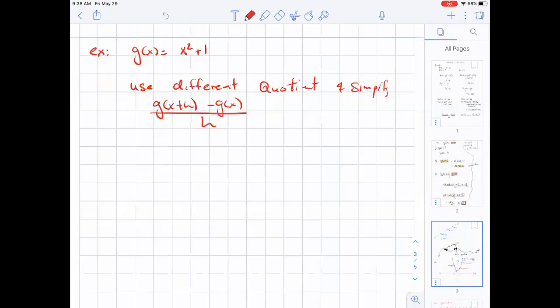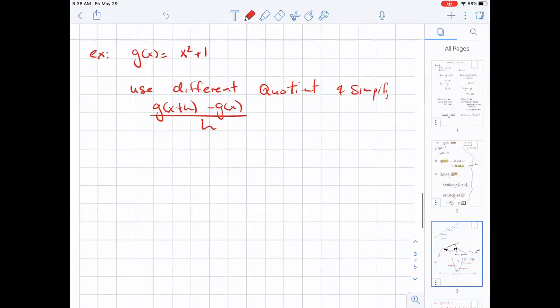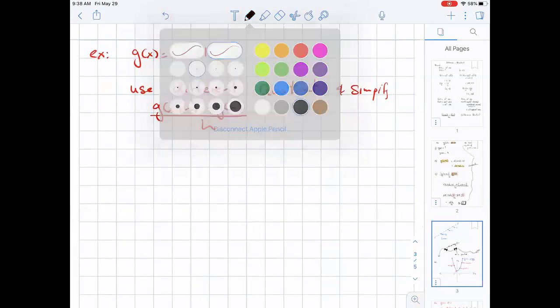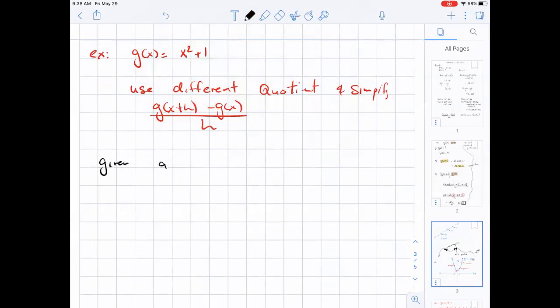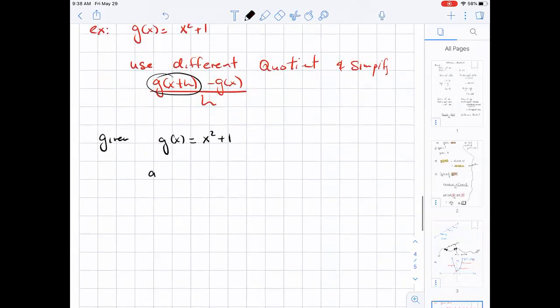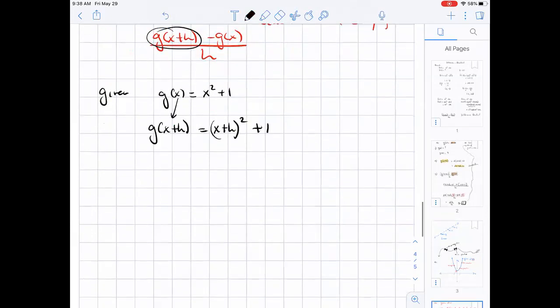So let's see what the answer is. We know g of x is equal to x squared plus 1. But at some point, we need to figure out what is g of x plus h. So let's do that right now. Wherever we see x, we're going to replace it with x plus h. So x plus h squared plus 1. Simplifying this, this becomes x squared plus 2xh plus h squared, and then we bring down the plus 1.